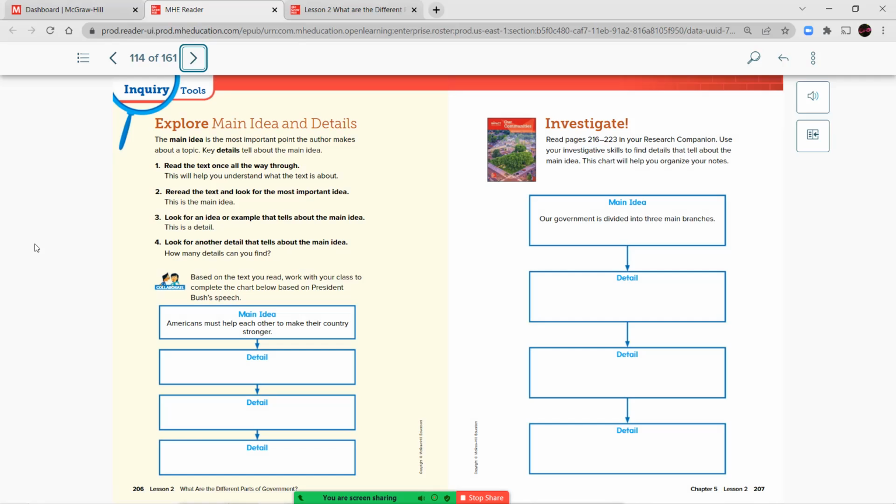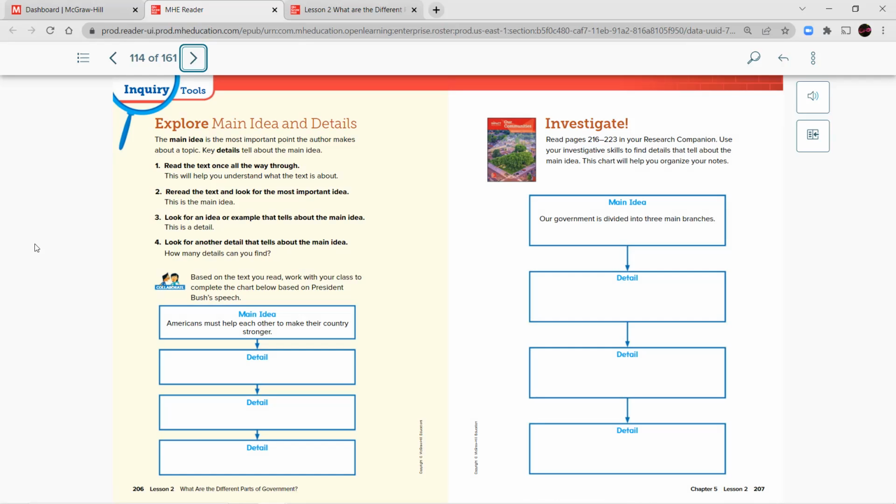Here we're exploring main idea and details. So this is something that we've talked about many times. The main idea is the overall message that's being given, and details are information that support that message. So in order to find the main idea and the key details, you read through the text once all the way through. Then you reread the text and look for the most important idea. Then look for an idea or an example that tells about the main idea. And then you do that again and look for another.